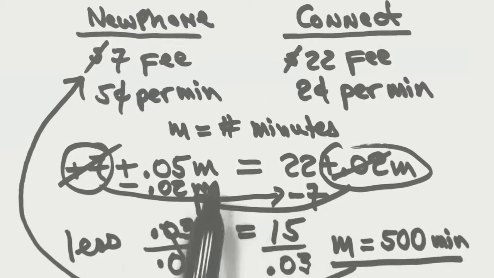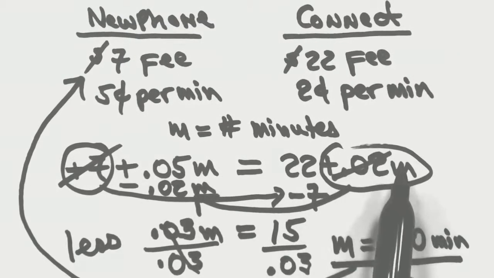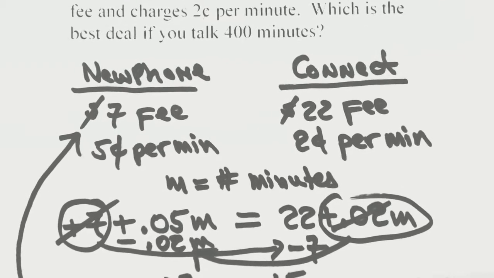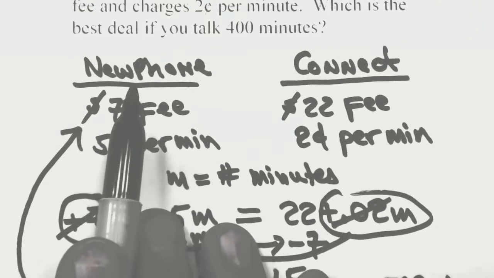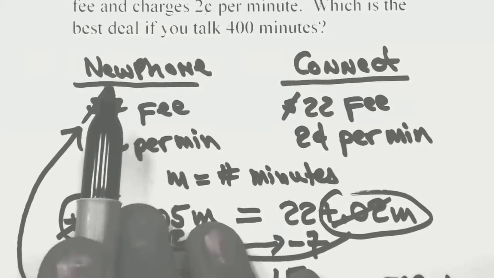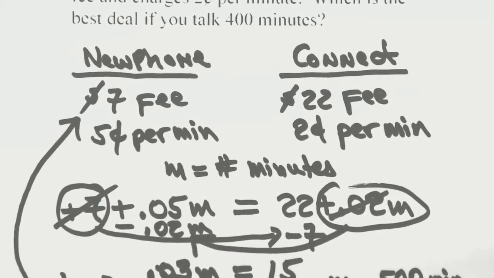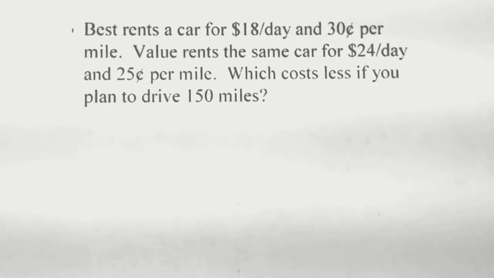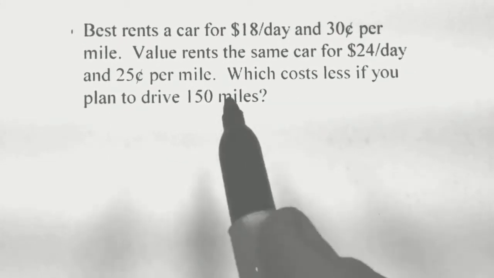Okay, so in this particular problem, you'd use the original equation for the break-even. The break-even is 500 minutes, and since we're only talking 400 minutes, we'd want to go with the guy who is less on the fixed upfront cost, and that's New Phone. Okay, let's look at a car rental type of thing. Here's another example, same type of comparison.